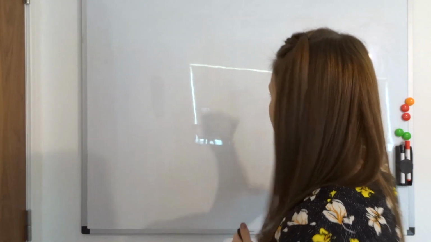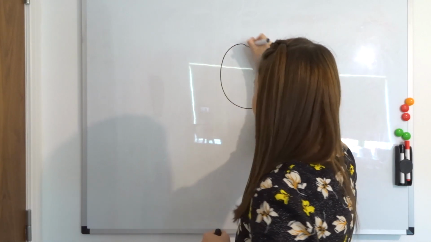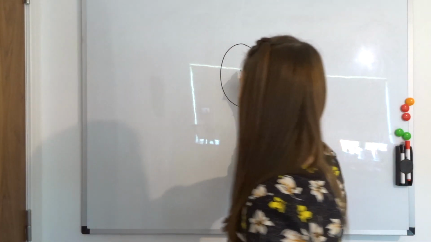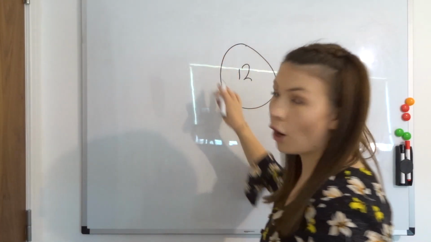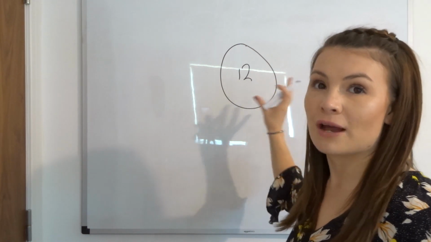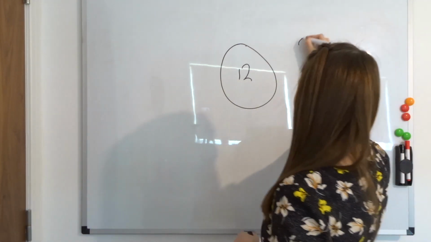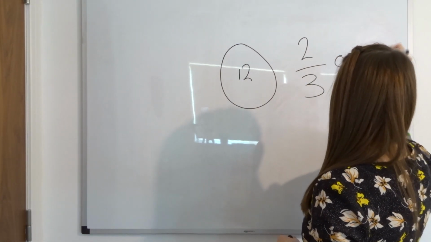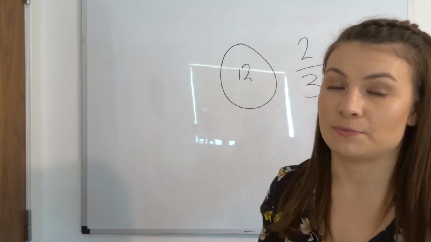But to represent this and to help you guys understand at home the whole process of why we did the divide by the bottom, times by the top, I'm going to represent 12 in the form of a circle. That whole circle is going to represent my whole number. So inside that circle, I am going to put a 12, okay? Because that whole circle represents 12. And I need to find 2/3 of 12.